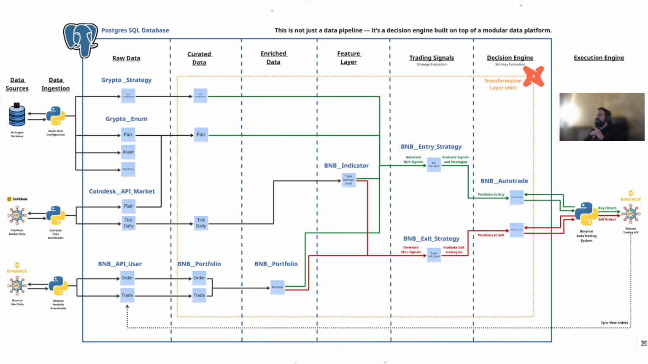Instead of embedding all this logic in only one Python script, we use dbt models. This makes the system easier to maintain, test, and extend over time. The output of this layer is curated datasets that represent market conditions, portfolio states, and most importantly, trading signals that indicate when an action should be taken.